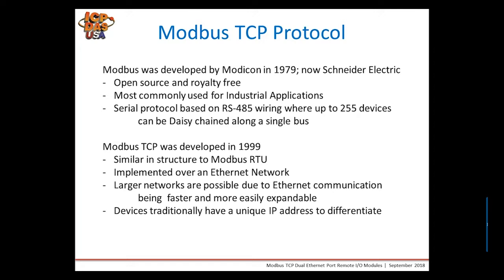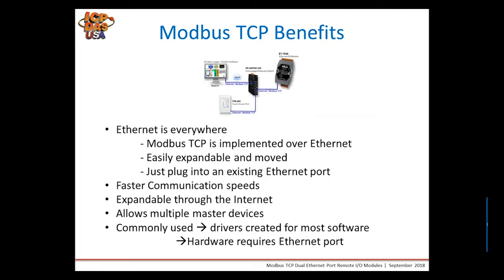Modbus TCP was developed in 1999. It's similar in structure to Modbus RTU, but it's implemented over an Ethernet network. Larger networks are possible due to Ethernet communication being faster and more easily expandable, and devices traditionally have a unique IP address to differentiate as opposed to node IDs or addresses.